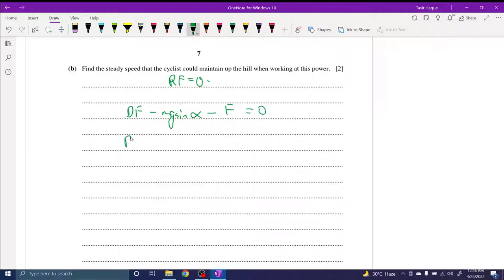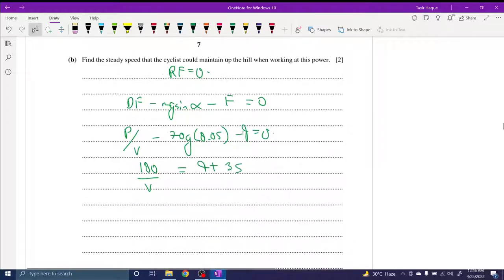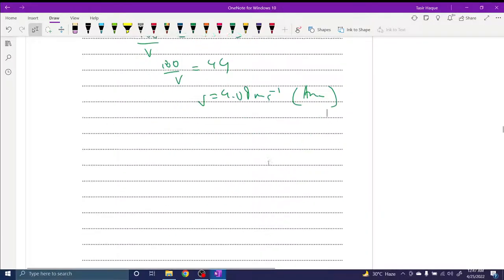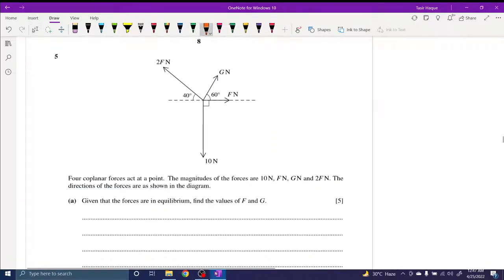So we know that the driving force is P by V, minus 70 g 0.05, minus 9 is equal to 0. Now the power is constant at 180. 180 by V is equal to 9 plus, what was this value again? 70 into 10 into 0.05, 35. 9 plus 35. So 180 by V is equal to 44. So V is equal to 4.09 meters per second, to 3 SF. That is your answer. Let's go to number 5.